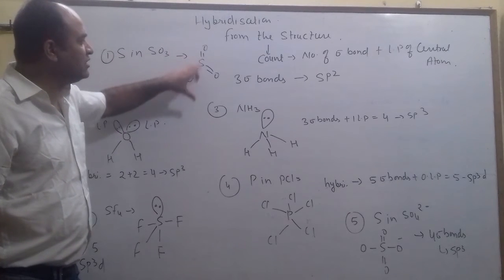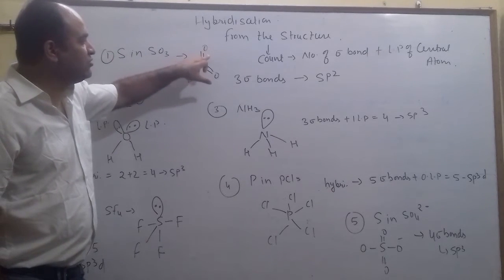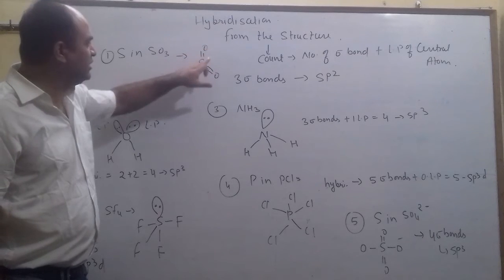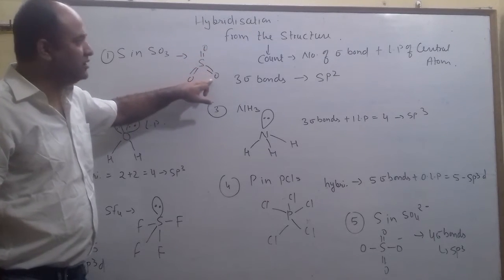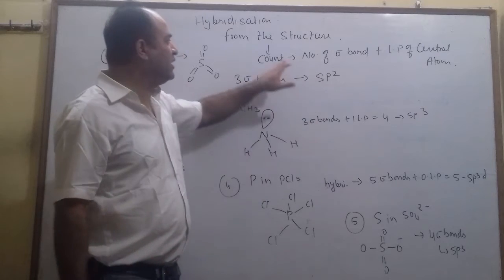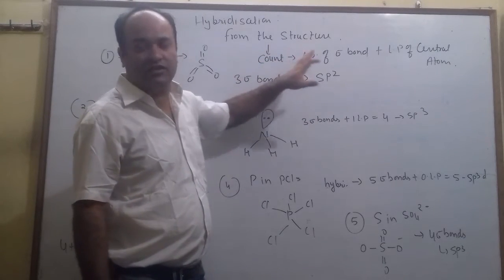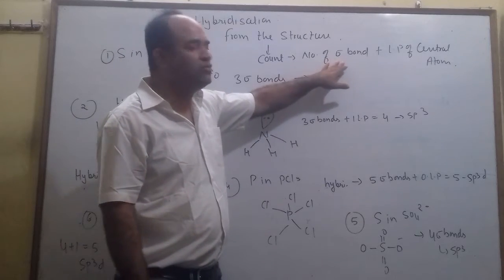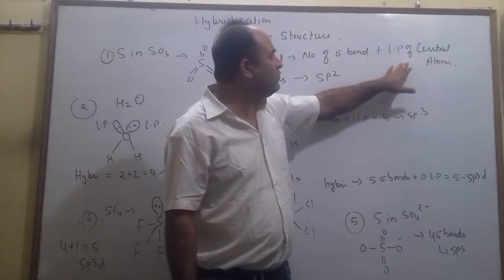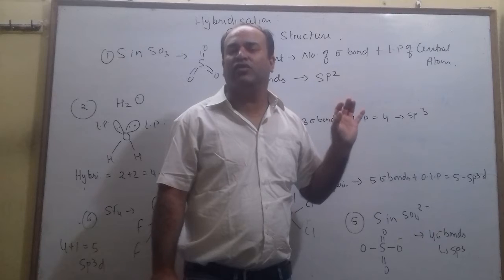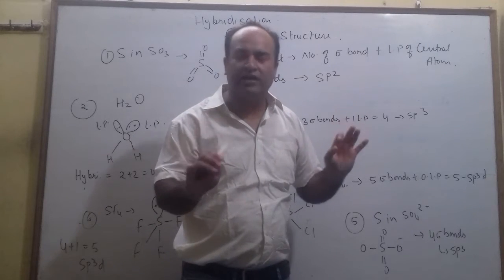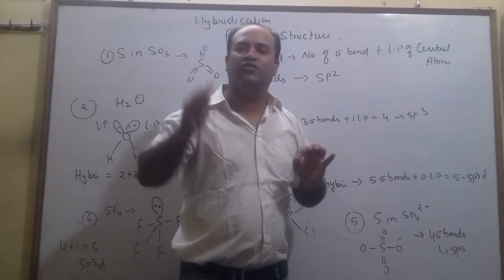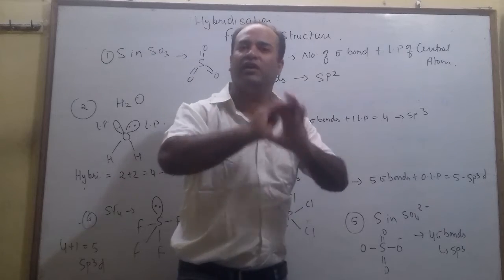The structure of SO3 is like this. S is connected with double bond oxygen and double bond oxygen. So first of all, look at the formula. If we have to count the hybridization, we just have to count the sigma bonds and lone pairs. We just need to count sigma bond and lone pair only.